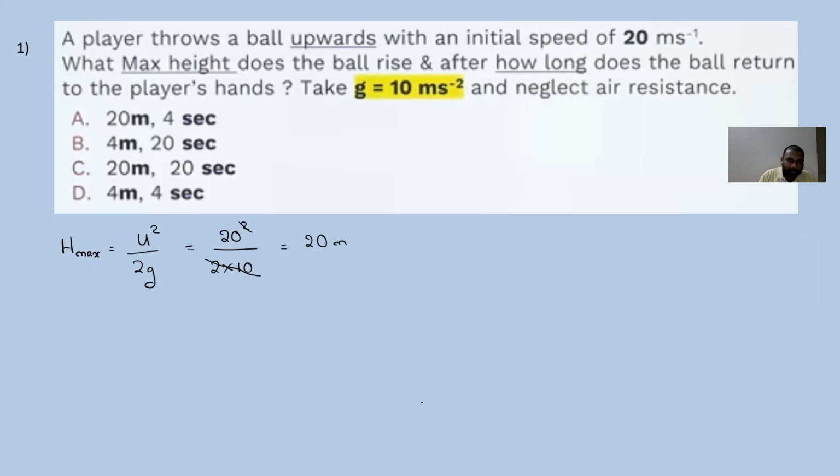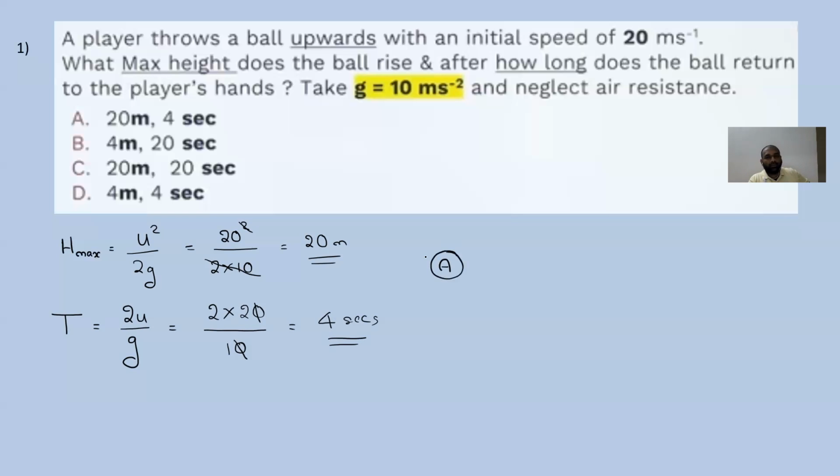Correct or what? Then, how long does the ball take to return to the player's hand? This is nothing but time of flight. T is equal to 2u by g. They have given the initial speed, so 2 into 20 divided by 10. This can be cancelled off, and we will be getting 4 seconds. So 20 meters and 4 seconds. We are getting option A. Is that clear, all of you? Are you getting it?